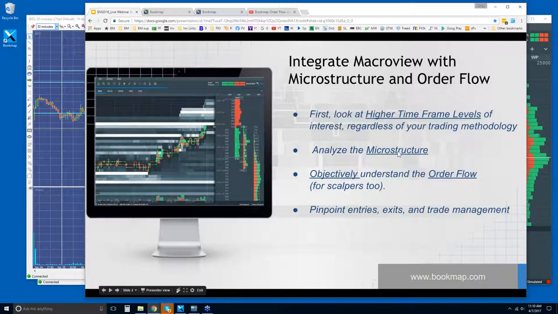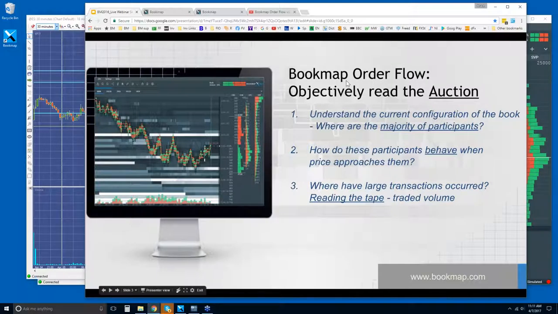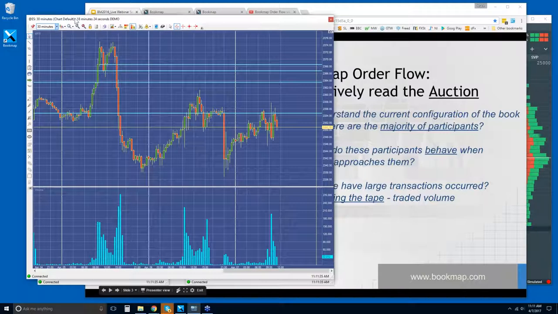And then we're going to look at the microstructure, okay? You'll understand what I'm talking about in just a minute. And then we're going to look at the order flow, and very objectively, we're going to read this. That's going to give us insight into anticipated moves, all right? We'll see this in real time. That's what these webinars are about: being able to understand how to utilize this tool and answer your questions. This is going to allow you to pinpoint your entries, your exits, and your trade management. All right, we'll get into reading the order flow very objectively in just a second, but let's start with those higher time frames.